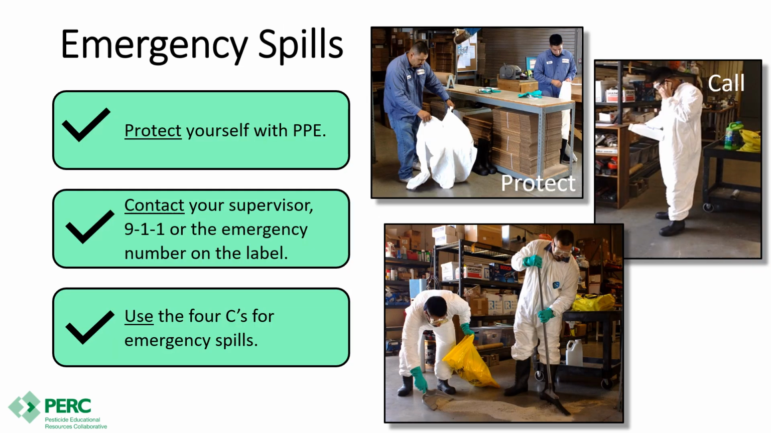It is also important to read the label before using a pesticide in case of a spill. If a spill does occur, first protect yourself by using the PPE listed on the product label. Always contact your supervisor for instructions or, in an emergency, call 911. For additional help, call the emergency contact number listed on the product label. Use the 4 C's for emergency spills.